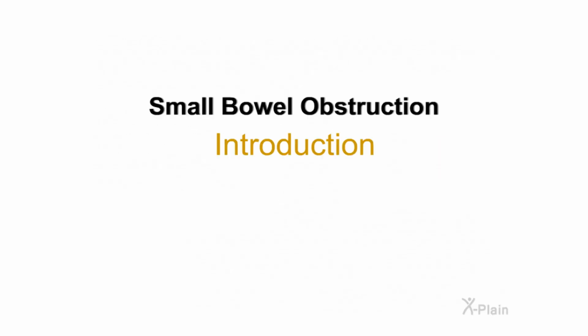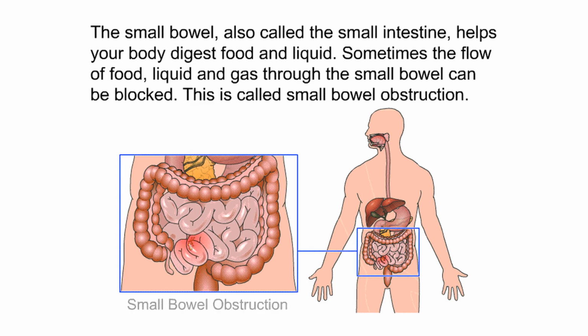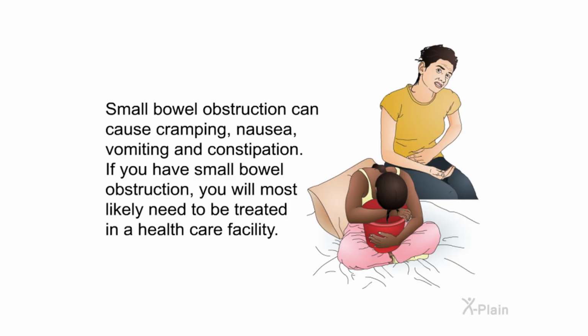Small bowel obstruction. Introduction. The small bowel, also called the small intestine, helps your body digest food and liquid. Sometimes the flow of food, liquid, and gas through the small bowel can be blocked. This is called small bowel obstruction. Small bowel obstruction can cause cramping, nausea, vomiting, and constipation. If you have a small bowel obstruction, you will most likely need to be treated in a healthcare facility.